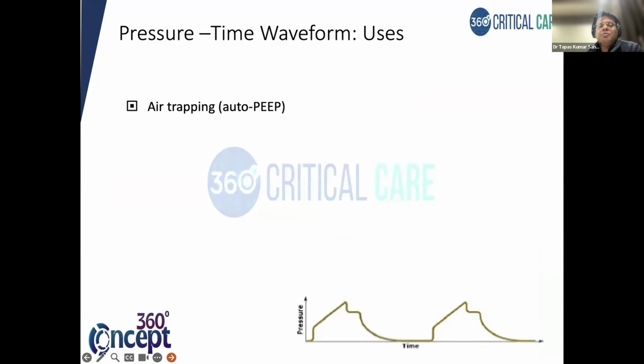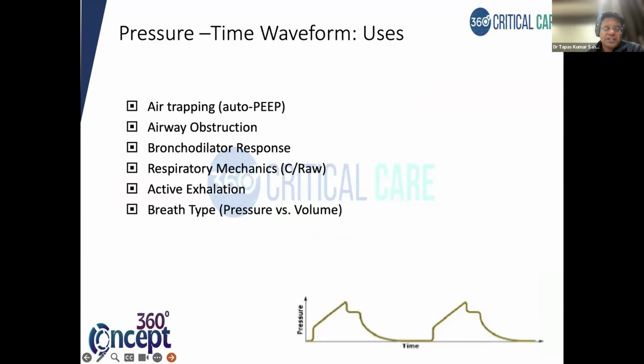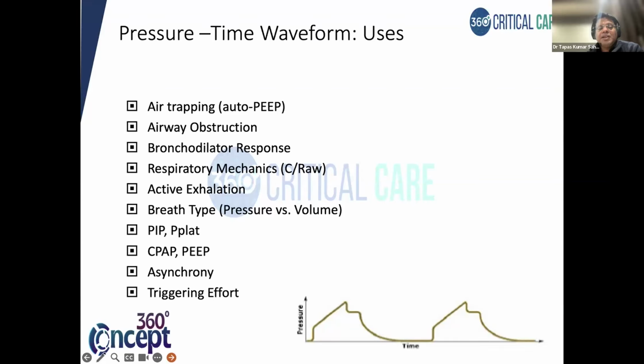So this is something with which we'll now proceed ahead with the pressure time waveform. Now the uses when we are dealing with pressure time: I have already shown you the scalars, air trapping, whether it is auto-PEEP generating, airway obstruction, bronchodilator response, respiratory mechanics, compliance or resistance of the airway, active exhalation, breath type, whether it is pressure or volume, peak inspiratory pressure, plateau pressure, CPAP, PEEP, and asynchrony. So these are the uses with which we can get the pressure time waveform in a proper way. And finally, the triggering effort, whether the patient is able to trigger the ventilator. I have shown you, initiate the inspiratory phase.